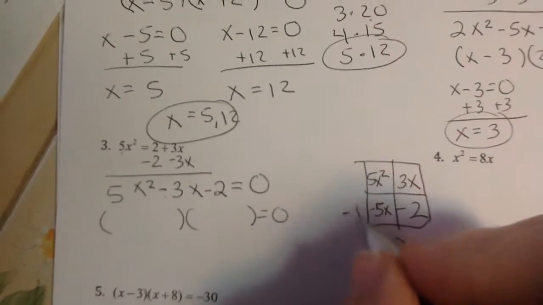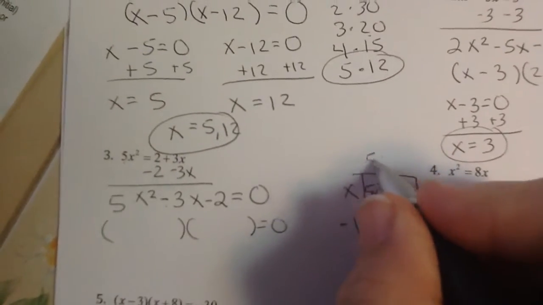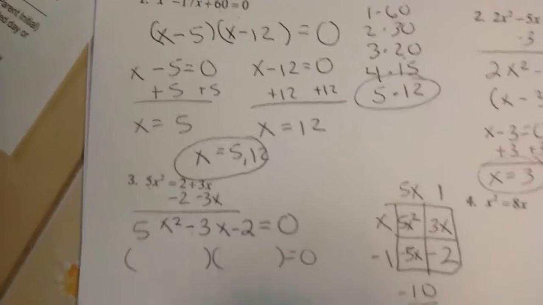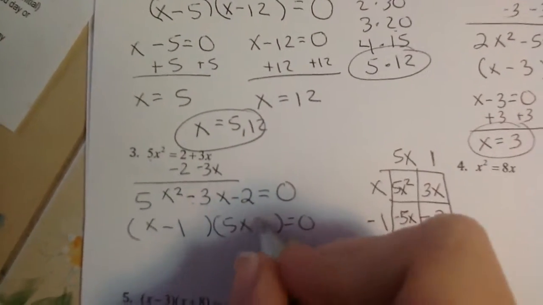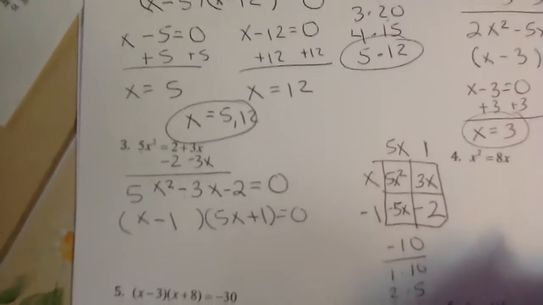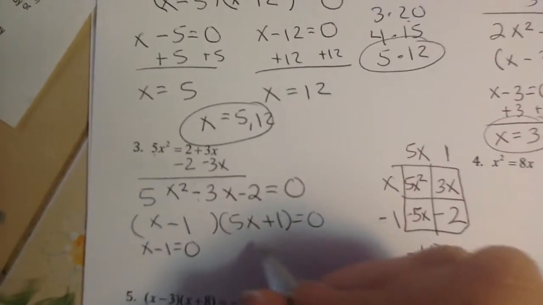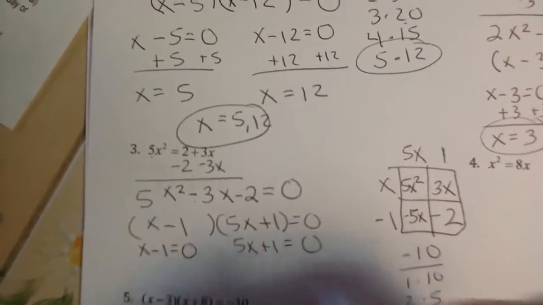Factor out, I can take a negative 1, I can take an x, I can take a 5x, and I can take a 1. Let's plug those in over here. X minus 1, 5x plus 1. Step 2 is done. Step 3 is to set each one to 0. X minus 1 is going to equal 0, and 5x plus 1 is going to equal 0.